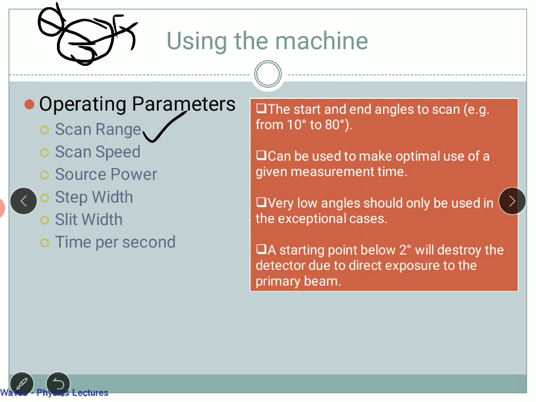Now basically what happens is, if this angle becomes very low, and the sample keeps on rotating, let's say this angle is around 2 degree. Then the ray from the X-ray will go directly into the detector without any diffraction, and this will destroy the detector, because there is a direct exposure to the primary beam, which I don't want. So we don't go below the angle which is not suggested. So it is always better to keep it above 10 degree.